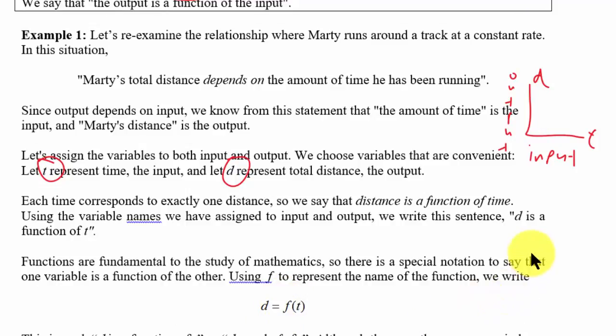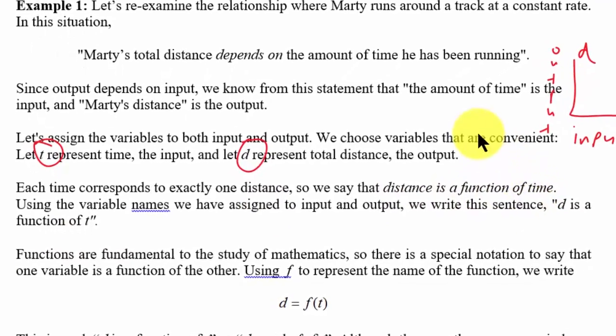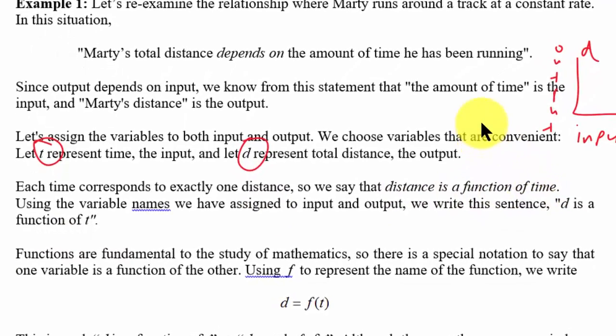So when I'm thinking about function notation, you see we have d is a function of t. So distance is a function of time. So let's think about this. Distance, d. As soon as I see the word is, I know that's always equals.